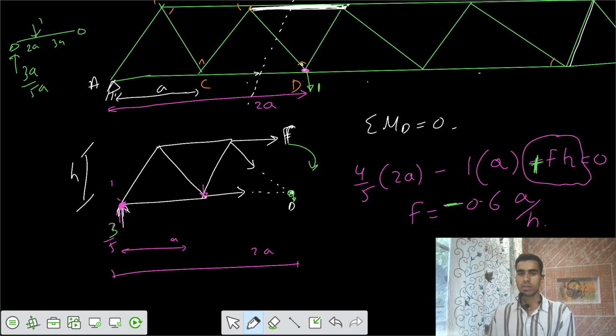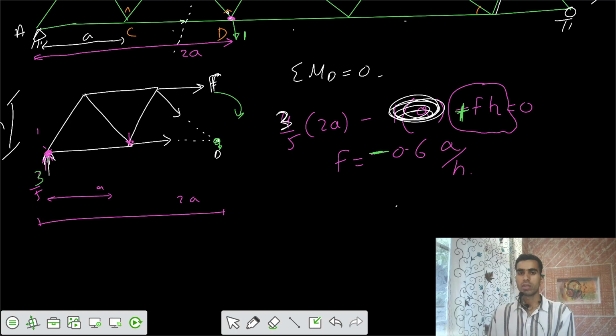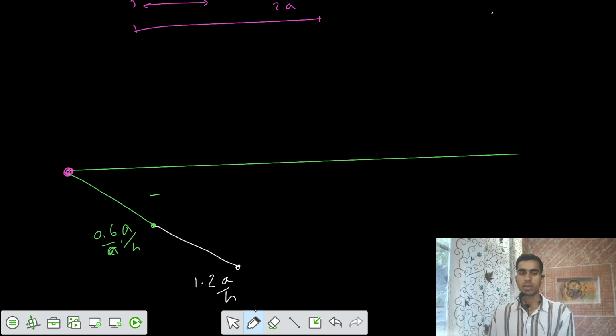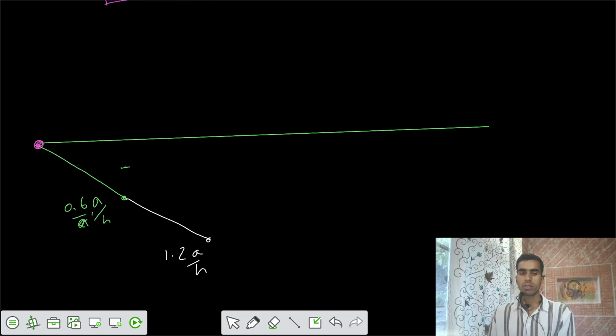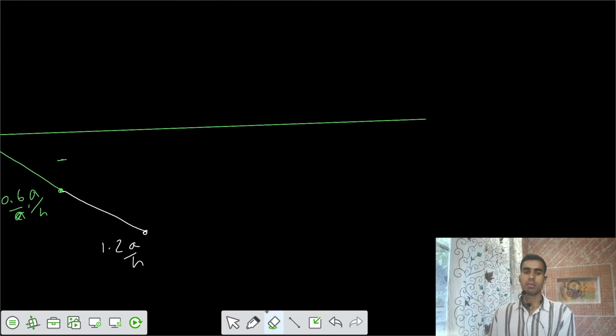That means this is 3 by 5 of 2a, and this one is 0. So finally your value equals negative 3 times 2 is 6, that's 1.2 a by h. And we got those critical points for the QR, and I can join them. Now finally I can join this one also by a straight line.